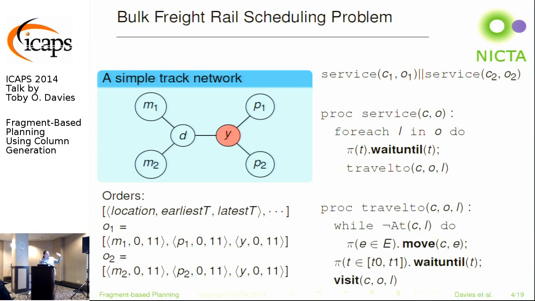To run a service, you iterate over all the locations, you optionally wait for some period of time, and then you try and go there. So this is a kind of hierarchical idea. I've bolded all the primitive actions. That's all you need to know. Hopefully you understand the domain at this point. It's very simple. You're just trying to schedule a bunch of trains over a track network, but you don't know which bits of that track network each train is going to use.